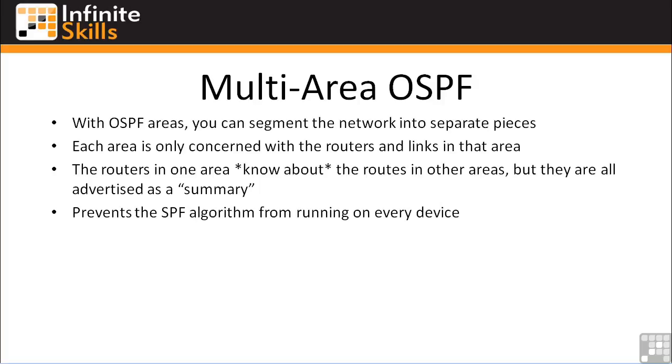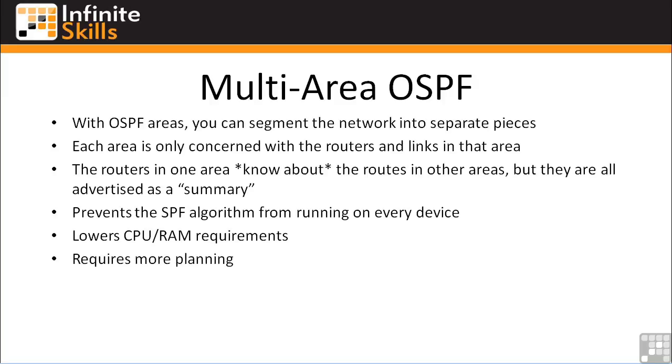It still runs on every router in an area, but if you segment your network properly and configure your areas to where they don't have more than 50 or 75 routers in them, you won't really impact the rest of the network every time something happens. It lowers CPU and RAM requirements on the routers in each individual area, although the area border routers will still have a full copy of both areas' routing tables and link state databases, so those guys have to be pretty beefy. However, it does require more planning so that you don't have routers in one area that really should be in another.